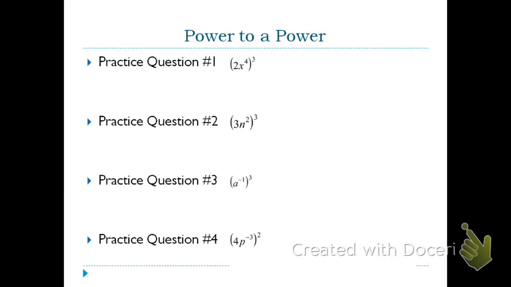Alright, let's apply this to a few practice questions. Power to a power. 2x to the fourth, to the third power, is the same thing as 2 to the third times x to the 4 times 3. You would have to multiply any powers you see there. Or this could be times, because that 2 has an exponent of 1, so 2 to the 1 times 3. Okay, you got the idea. So 1 times 3 is 3, x to the 4 times 3 is 12.